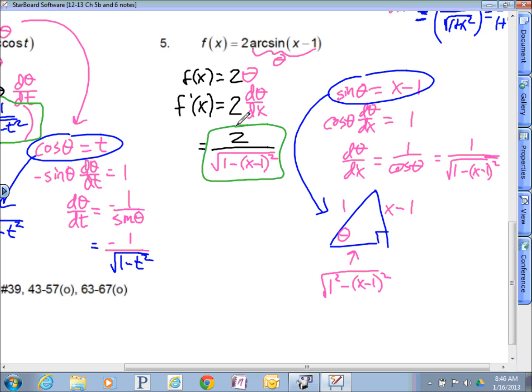So are there places to make mistakes? Yes. Is the process especially difficult? I don't believe so in my opinion. But you just kind of have to look at what do I have, what do I need, and see if you can represent it. So that's inverse trig derivatives.